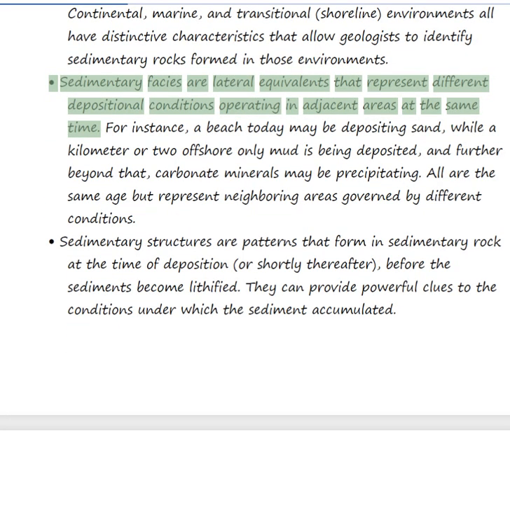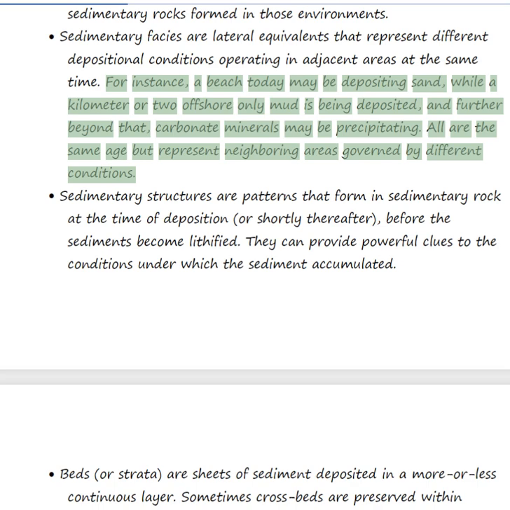Sedimentary facies are lateral equivalents that represent different depositional conditions operating in adjacent areas at the same time. For instance, a beach today may be depositing sand, while a kilometer or two offshore only mud is being deposited, and further beyond that, carbonate minerals may be precipitating. All are the same age but represent neighboring areas governed by different conditions.